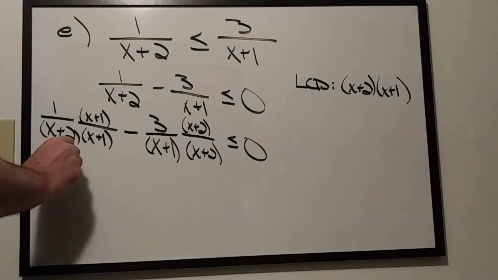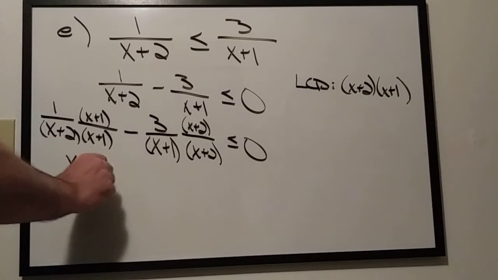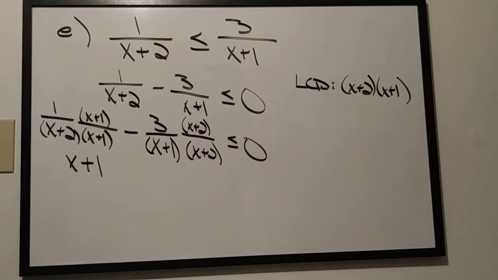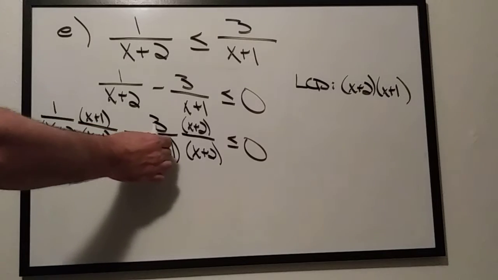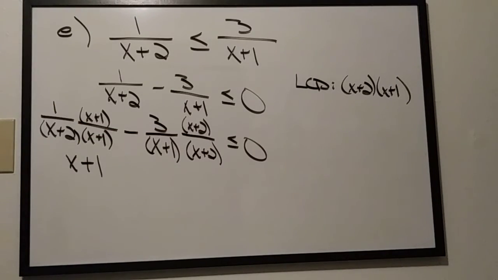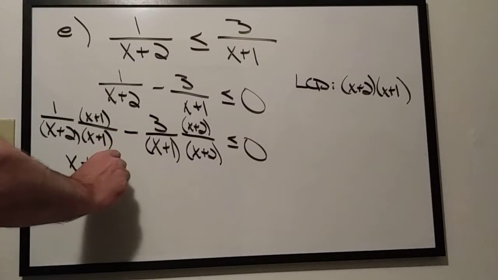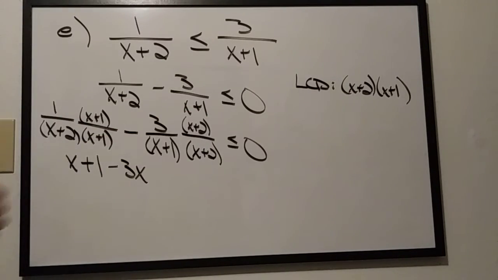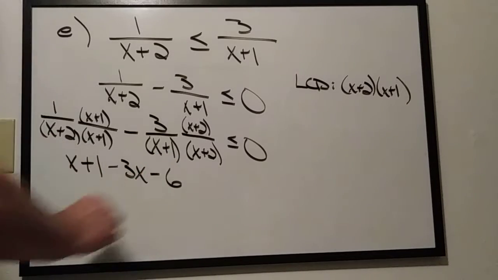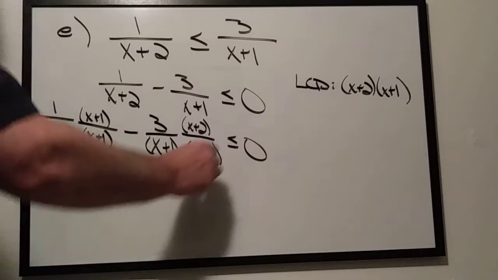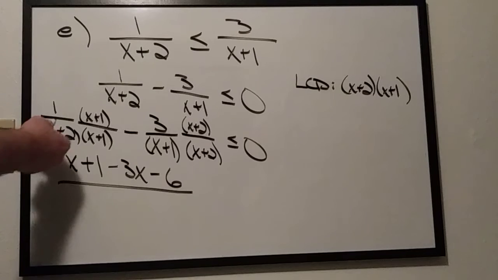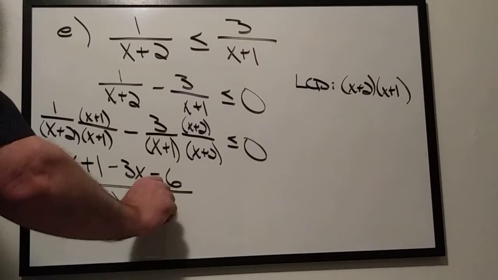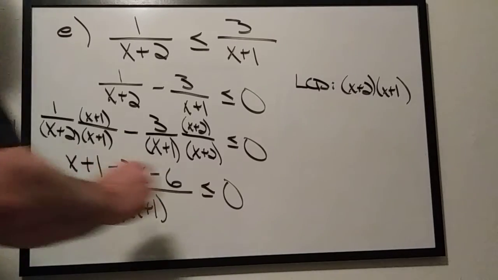1 times x plus 1 is going to be x plus 1. And then here, you want to make sure that you're thinking about this as a negative 3. So we have a negative 3 times the quantity x plus 2. Negative 3 times x is going to be negative 3x, and negative 3 times that positive 2 is going to be negative 6. And then this is all divided by the LCD. So it's going to be x plus 2 times x plus 1. And this is less than or equal to 0.